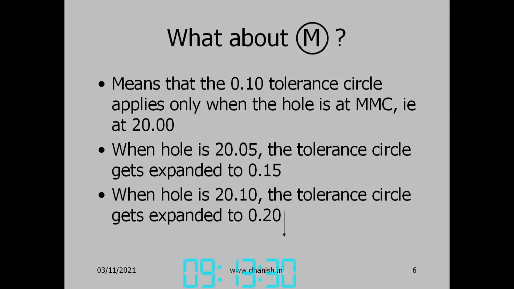So suppose the hole is expanded to 20.1 because the tolerance of the hole is 20 plus something. Okay, so 20.1 is acceptable as per the hole tolerance. Then the position of the center of the hole can lie in a circle of diameter 0.2, since 0.1 gets added to the position tolerance of 0.1. So total tolerance is 0.2. Any question on this?